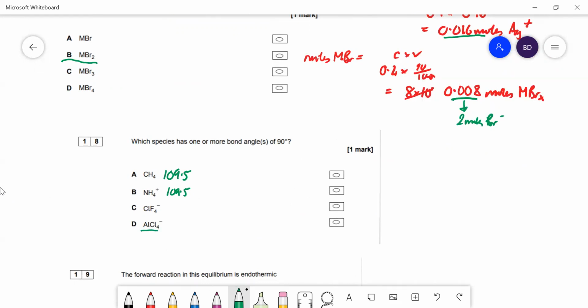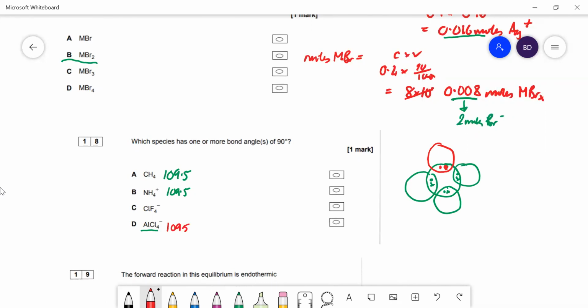Aluminium chloride: well, if you check the AlCl4 minus, aluminium is in group 3, forms a covalent chloride. That's AlCl3. AlCl4 minus is when a chloride ion comes in here and forms a dative bond. So that aluminium has got 4 bonding pairs and no lone pairs. It's tetrahedral, 109.5. So the answer has got to be C.